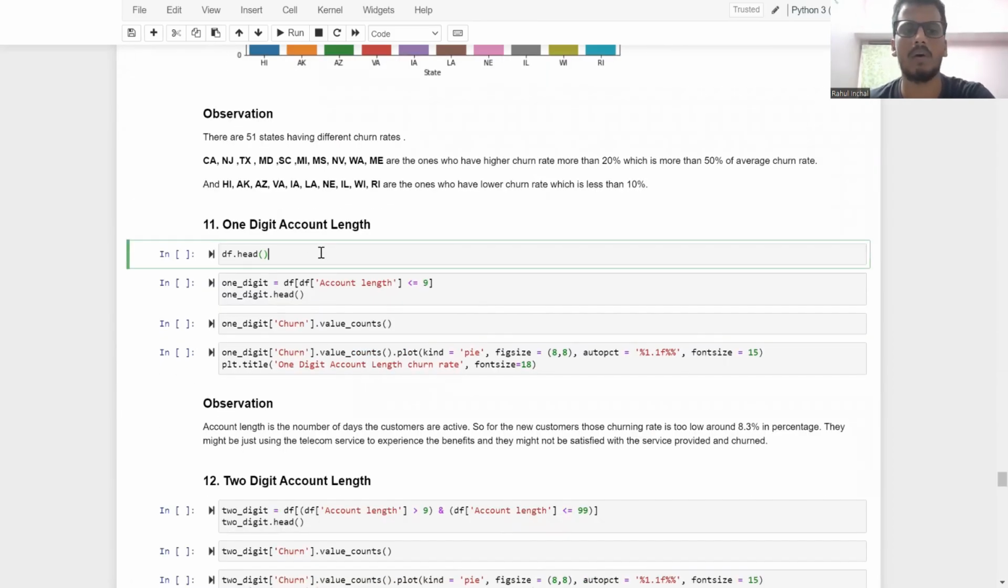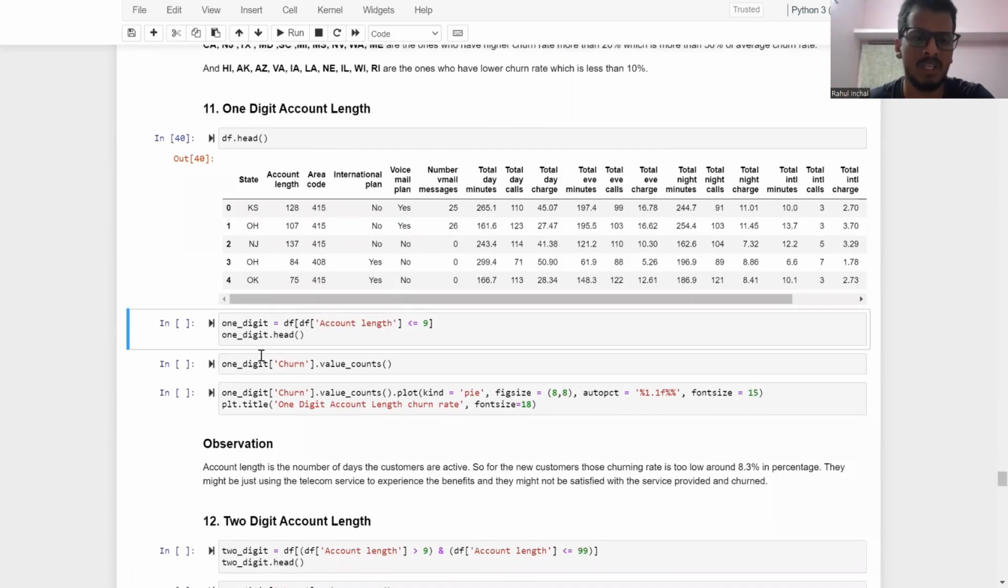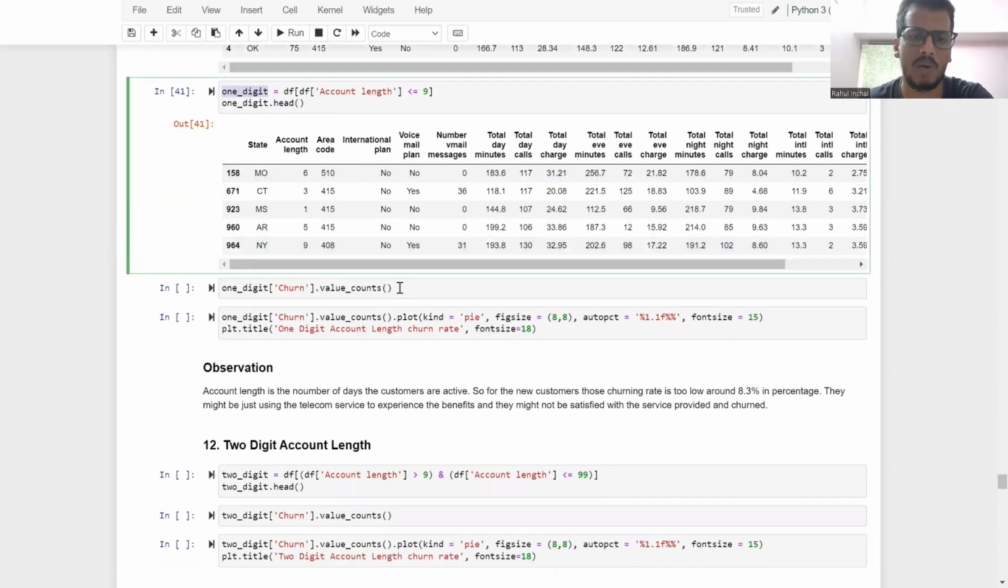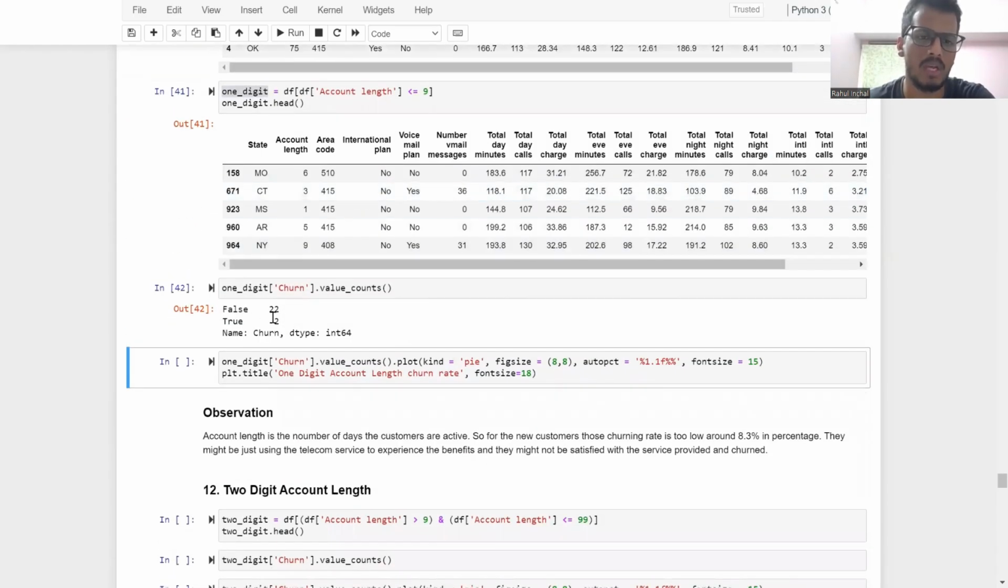One-digit account length. Now I'm only taking account length. So what do you mean by account length? It is the number of days a person has taken the subscription. So I'm taking only single digits of account length, and I'm storing it in a different data set called one digit. You can see account length that has only one digit. There are only like 24 values, in which 22 are false, 2 are true.